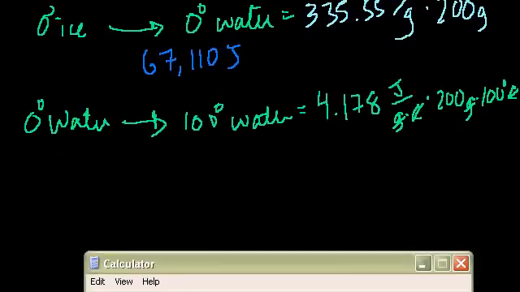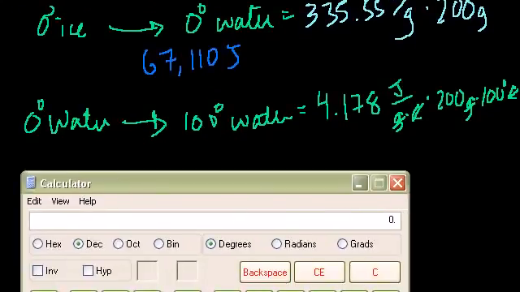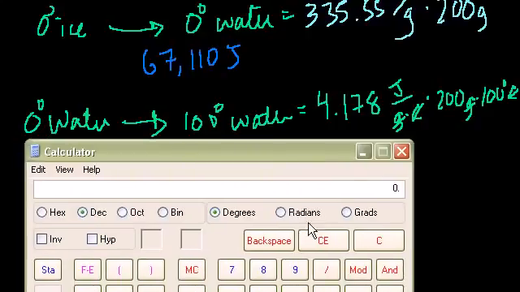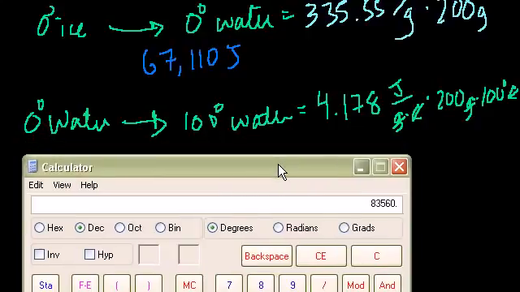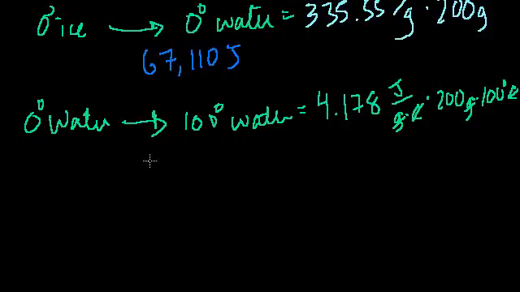So let me get the calculator out. So this stage is going to be 4.178 times 200 times 100 is equal to, nope, I did something wrong. I think I pressed the negative. Oh, I pressed the negative button instead of the times. 4.178 times 200 times 100 is equal to 83,560 joules. Okay? So we get 83,560.